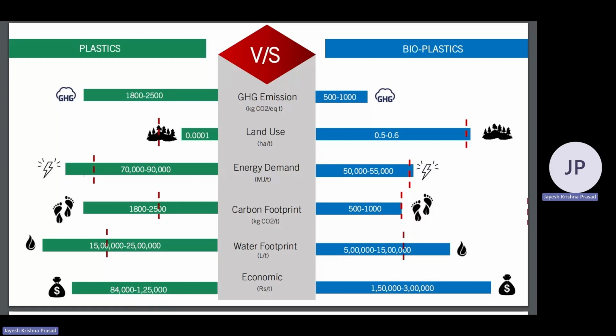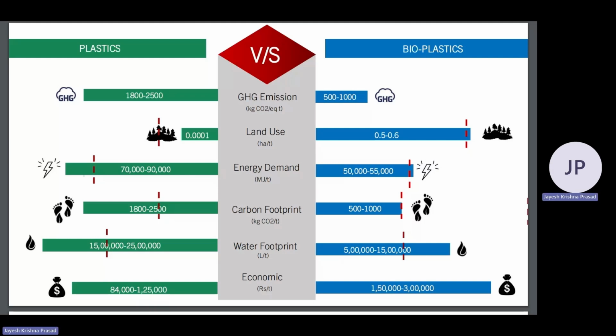Okay, so first we'll start with traditional plastics. The greenhouse gas emissions: traditional plastics generate from 1800 to 2500 kg of CO2 equivalent per ton, and this high level of emission contributes significantly to climate change. Coming to land use, the production of traditional plastics requires approximately 500 to 1000 hectares of land per ton. This land use can lead to habitat destruction and loss of biodiversity.